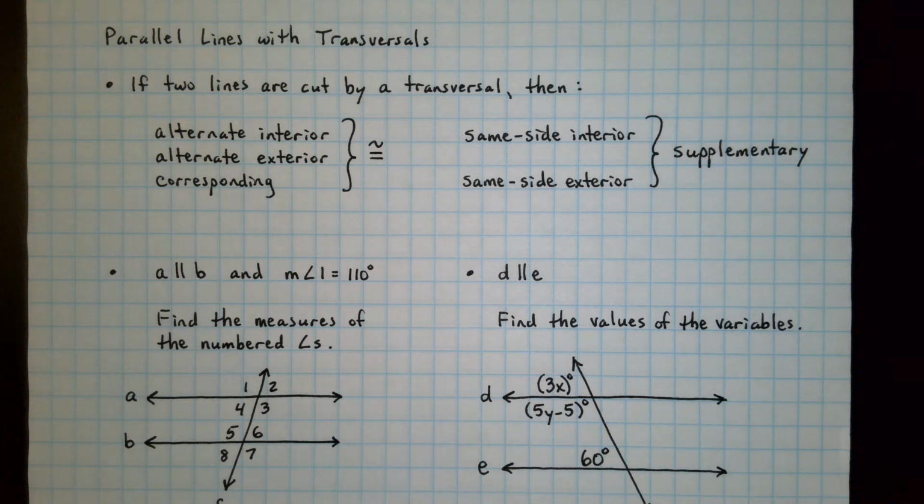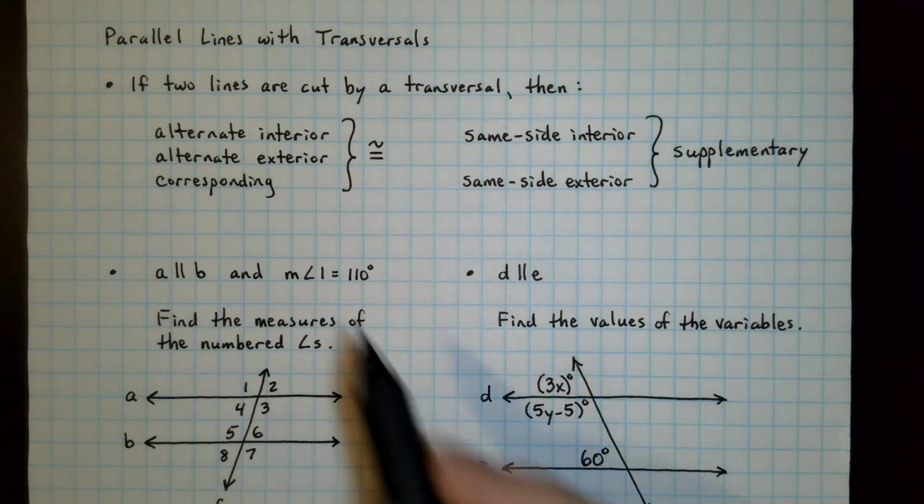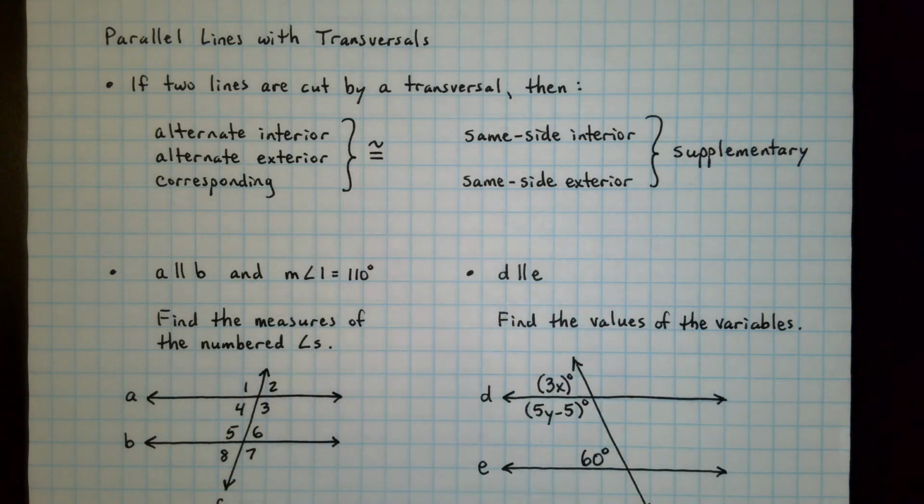When two lines are cut or intersected or crossed by a transversal, you have certain pairs of angles that are going to be congruent pairs and some that are going to be supplementary pairs. We've listed those here. Let's look at an example and try to apply that.